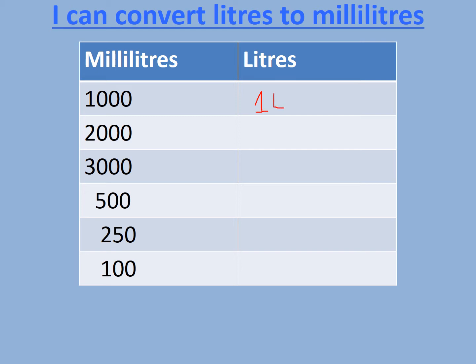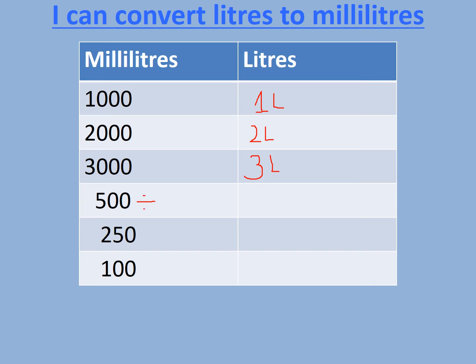And 2000 milliliters equal to how many liters? 2 liters. Good job. 3000 milliliters equal to how many liters? Great, 3 liters. Now, what are we going to do to get how many liters there are in 500 milliliters? Remember what we did in the former slide? What did we do? We divide 500 by how many?